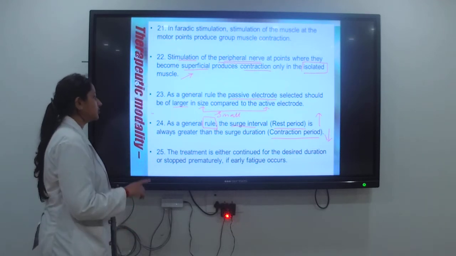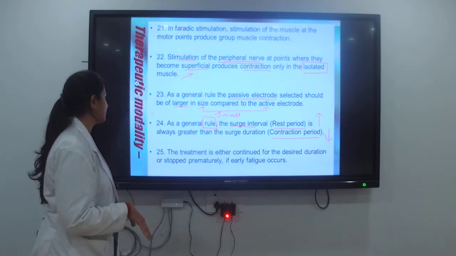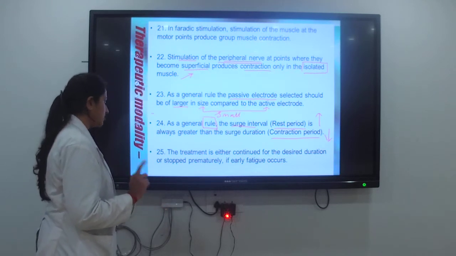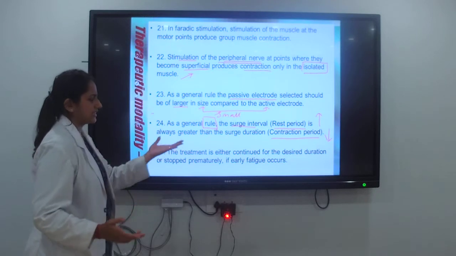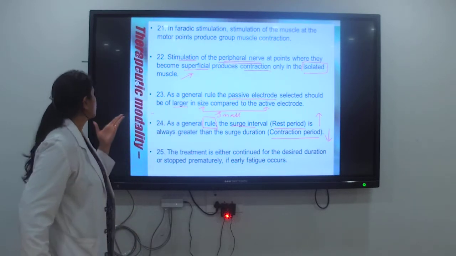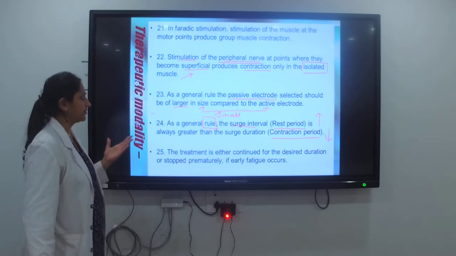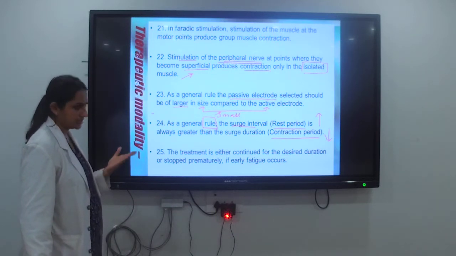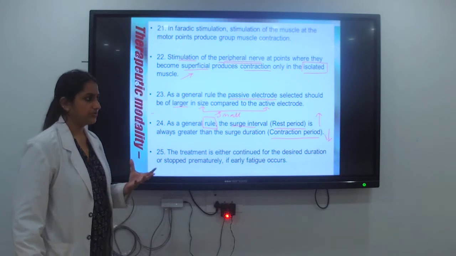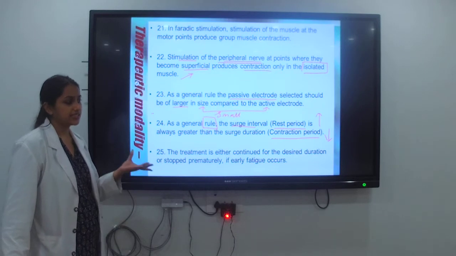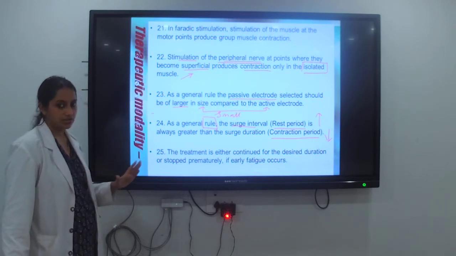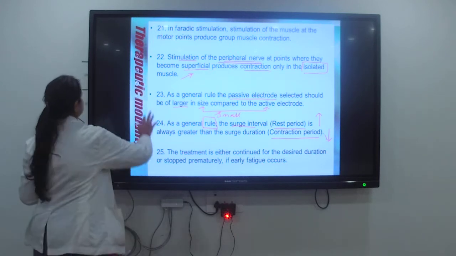Now, the treatment either continues for the desired duration or stops prematurely if early fatigue occurs. As I said, the rest period should be 3 times that of the contraction. We give mostly 20 minutes to half an hour for faradism under pressure. But if the patient feels fatigue or tells us of any discomfort towards our treatment, then we can just stop the treatment. Okay.